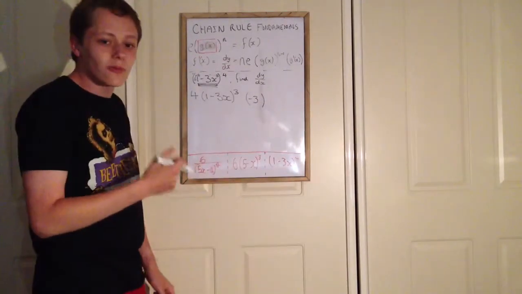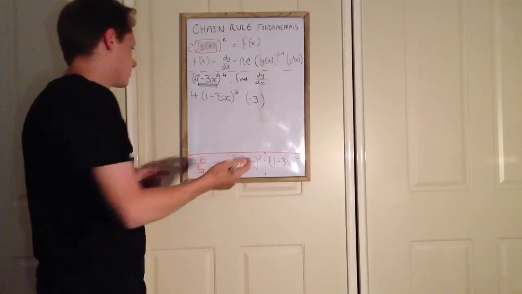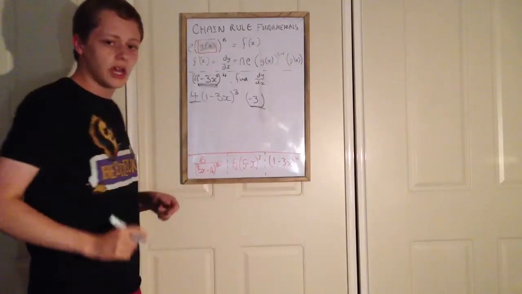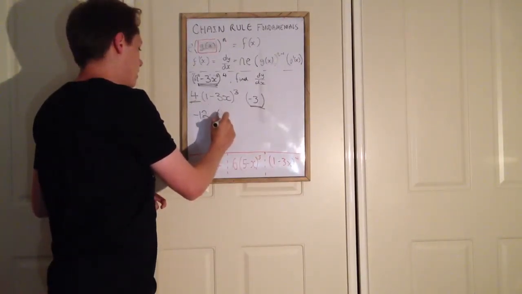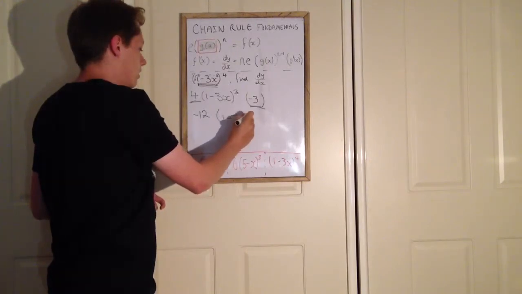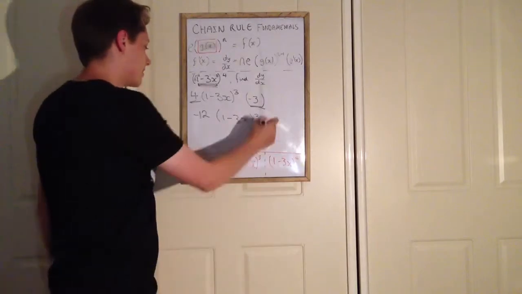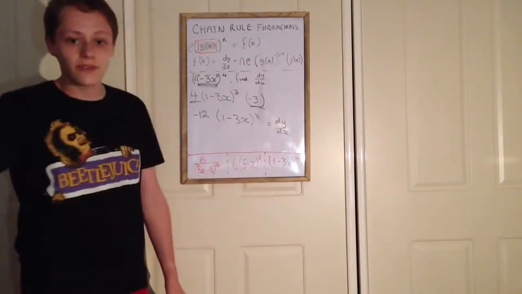But wait, we can simplify. What do we do to simplify? Well, negative 3 times 4, negative 12. And voila, it's as simple as that. That is the dy over dx, our derivative.